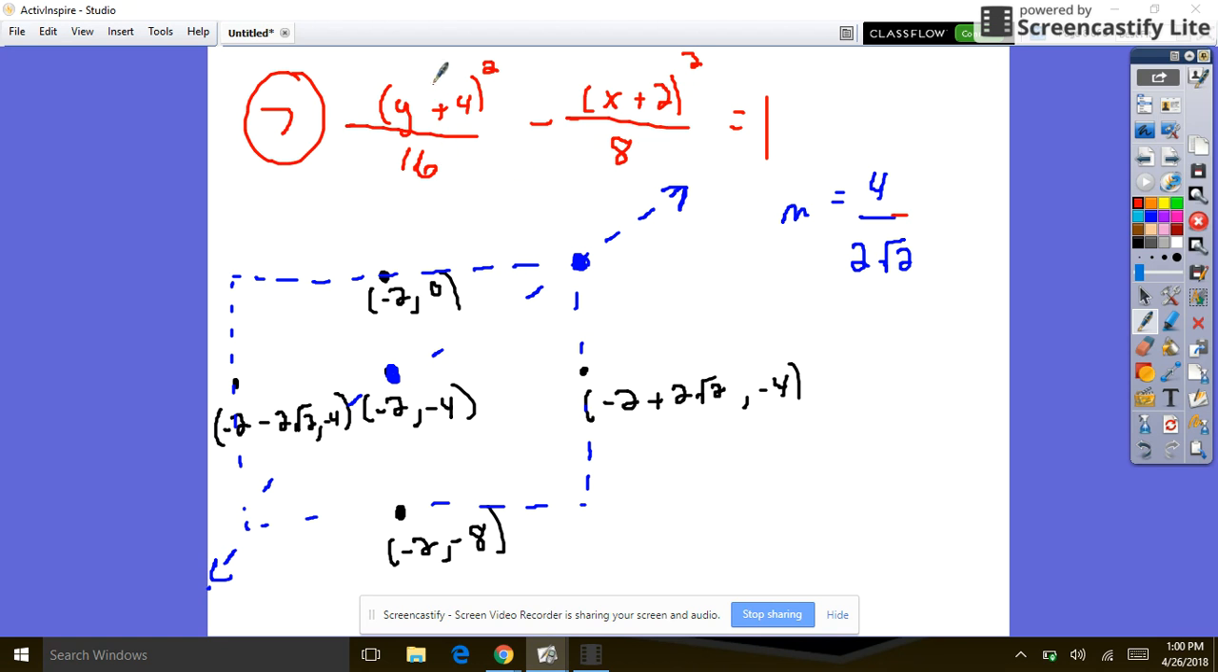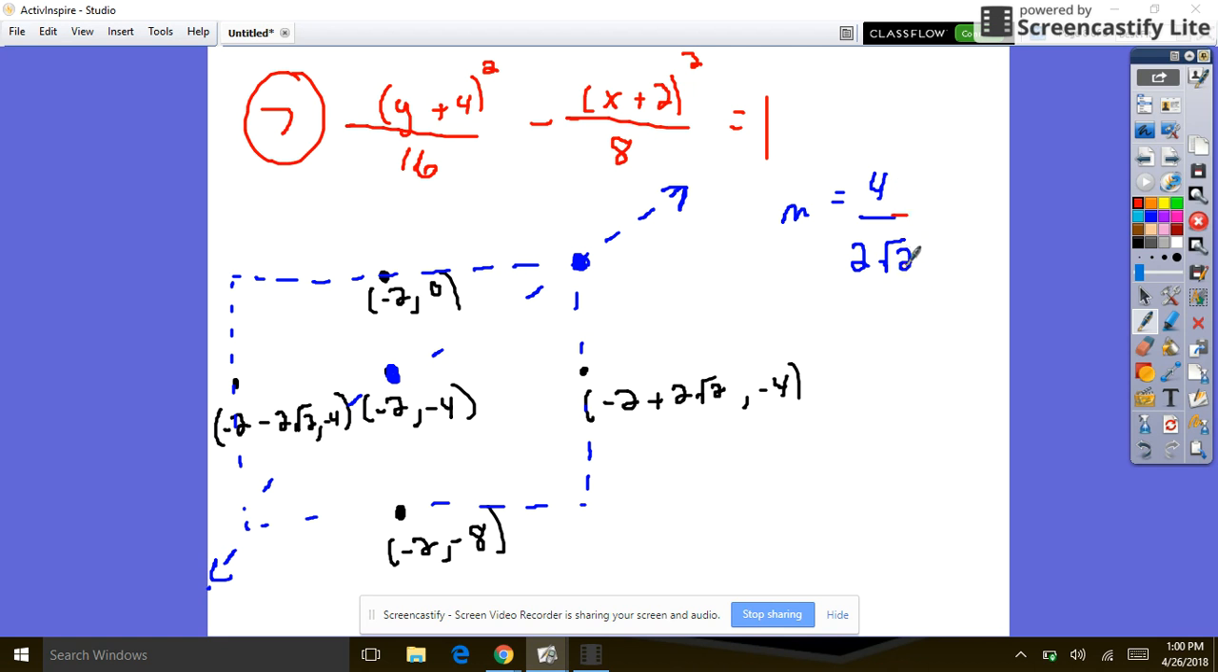So basically, my rise is always under the y. Y'all see that? And my run is always under the x. You could just memorize that, and you could have bypassed drawing all this. Your rise is always the square root of what's under the y. And the run is always the square root of whatever is under your x.